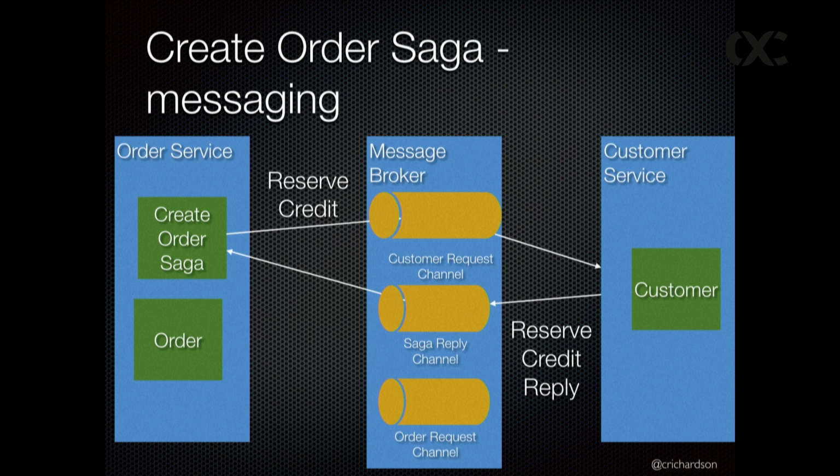So there's just a bunch of messages going back and forth, and it just keeps going in this whole Saga. If the credit was successfully reserved, the Saga then has to approve the order. And that's done by sending a message via a channel. It's kind of like the service is sending a message to itself.